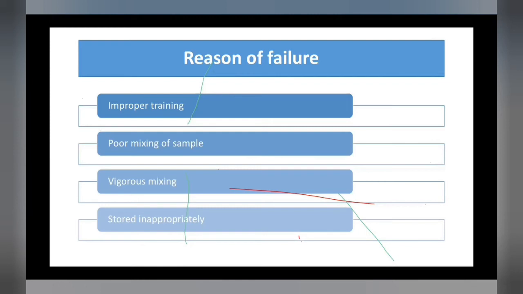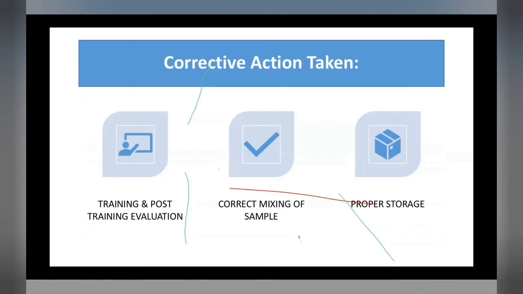Then we analyzed what may be the reason for these failures. Either improper training, poor people, they were not mixing samples properly, or mixing very vigorously, or samples were not stored properly. So these were the reasons.